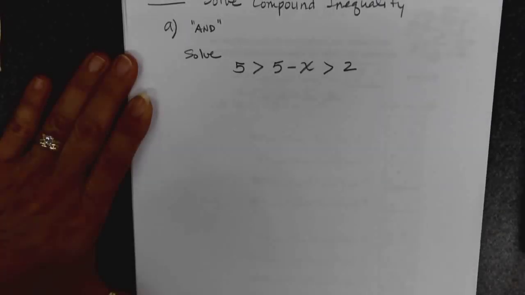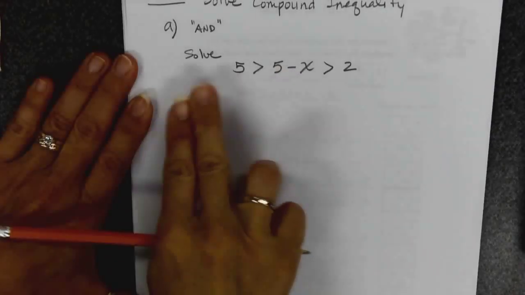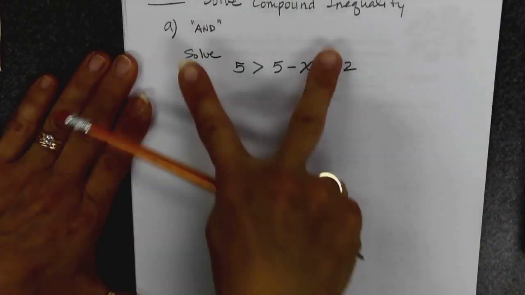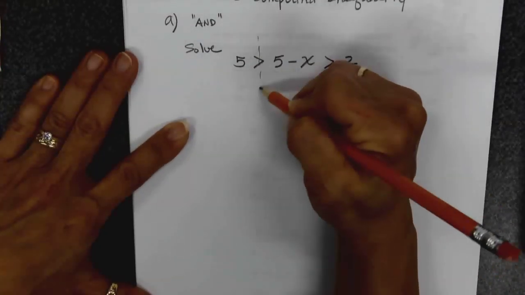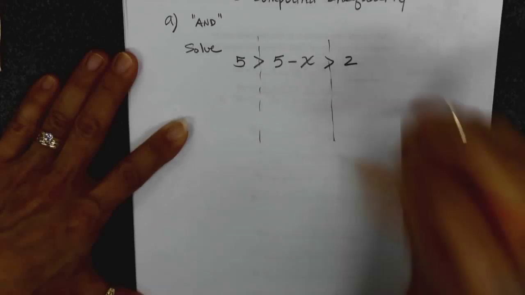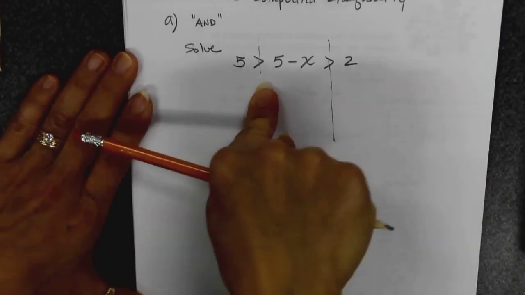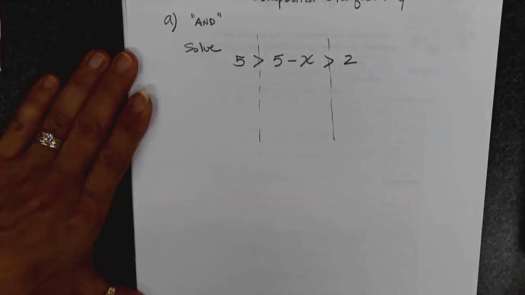Now, the way the book does it, it separates this into 2 separate inequalities. I like to do it all at once. Would you prefer to separate this into 2 separate ones and bring it back together, or do you want to do it all at once? Do it all at once? Okay, so this time, instead of 1 dash line, we're going to do 2 dash lines. I have an inequality here. I have an inequality there.